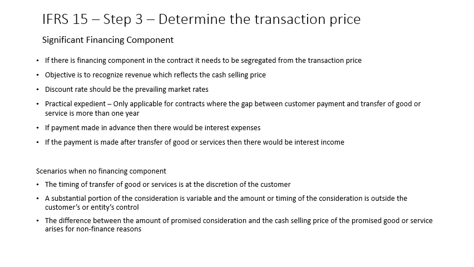The objective is to recognize revenue which reflects what the promised cash selling price of the good or services should be if the customer would have made the payment when the good or services were transferred. The discount rate to calculate the financing portion should be the prevailing interest rate in the relevant market. The rate should be determined at the inception of the contract.